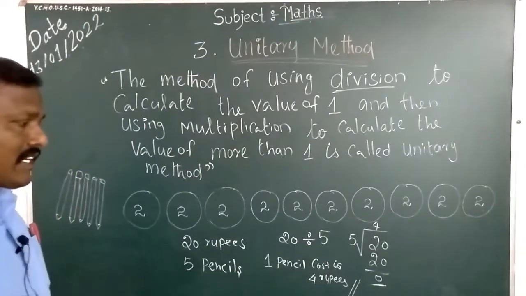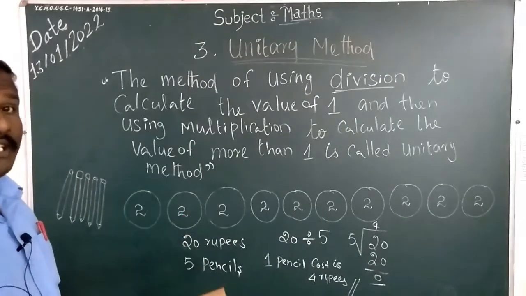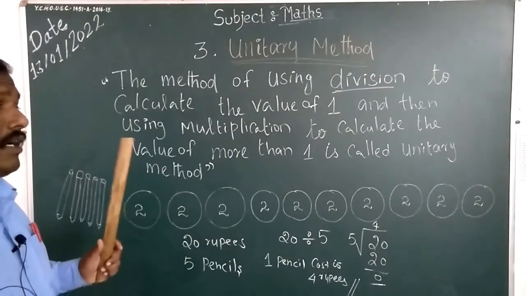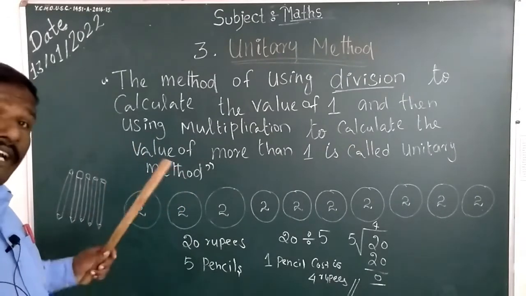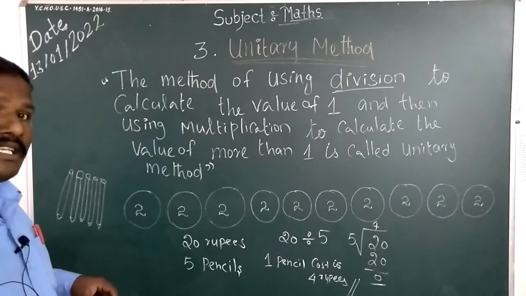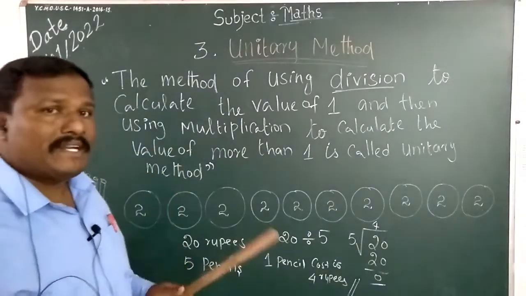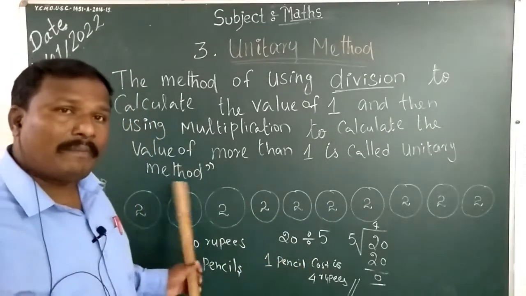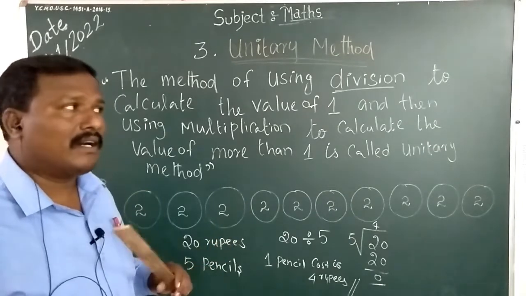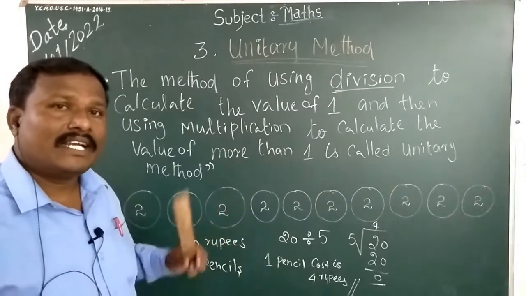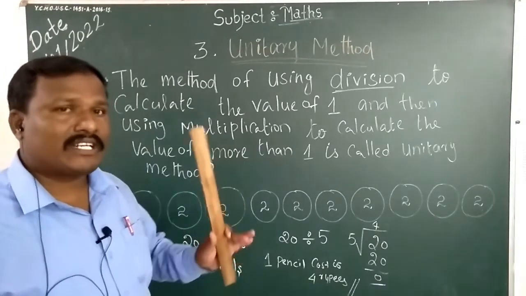1 pencil cost 4 rupees, and how many pencils do I have? 5 pencils. So 5 fours are 20. So I know the 1 pencil cost. What is the 1 pencil cost? 4 rupees. The shopkeeper gave me 5 pencils, which means 20 rupees. I paid 4 rupees for 1 pencil. It means 5 pencils is equal to 20 rupees. So I gave the correct amount. So I can say each 1 pencil costs 4 rupees. So I gave the shopkeeper the correct amount.